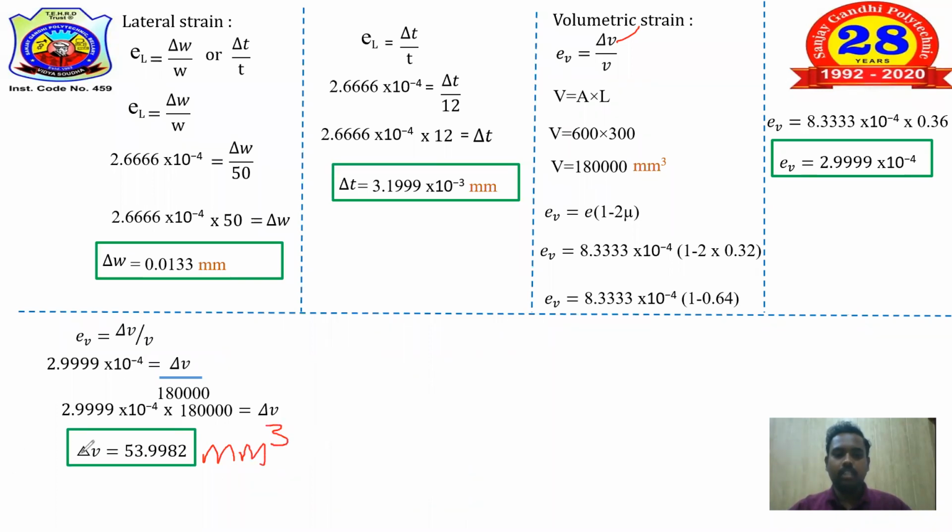Yes, because it is in terms of volume, you are supposed to write cube. Students, this is the solution for the given problem. I hope you have understood this solution.